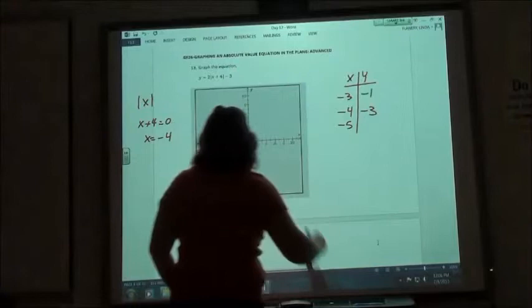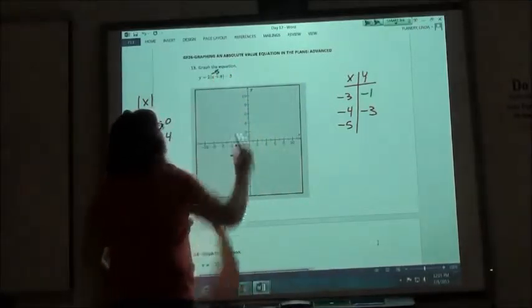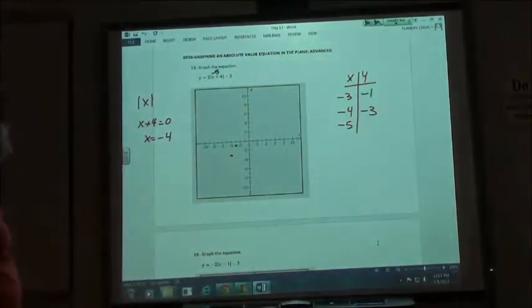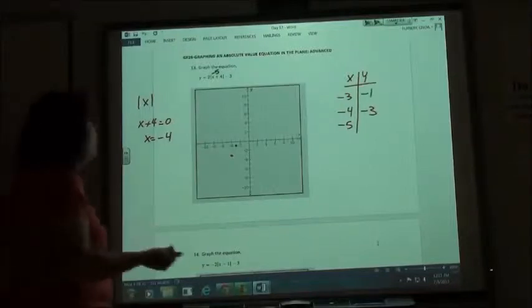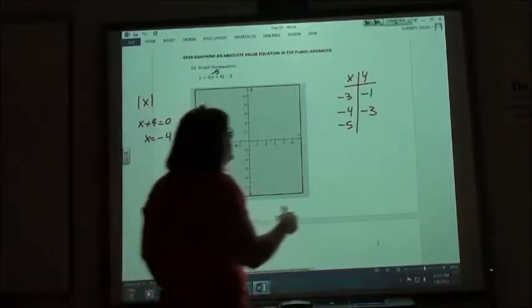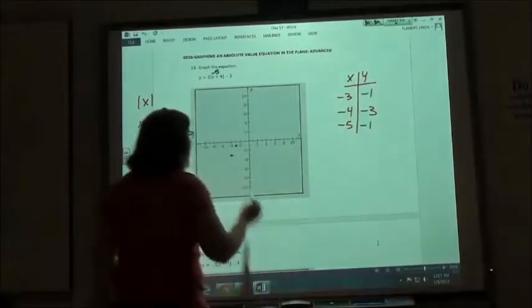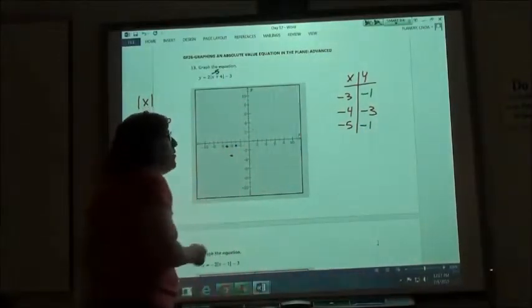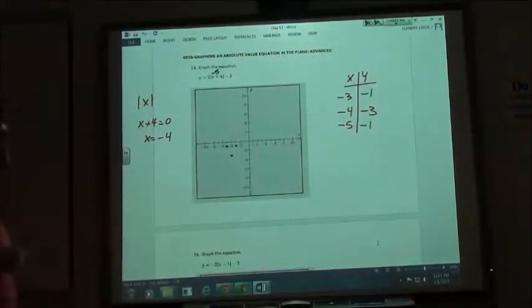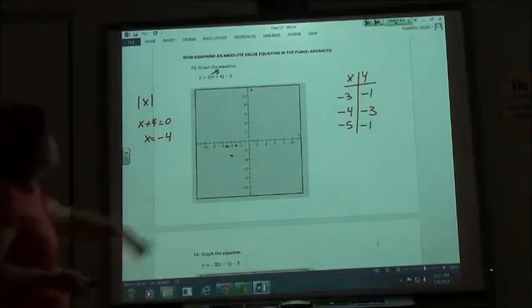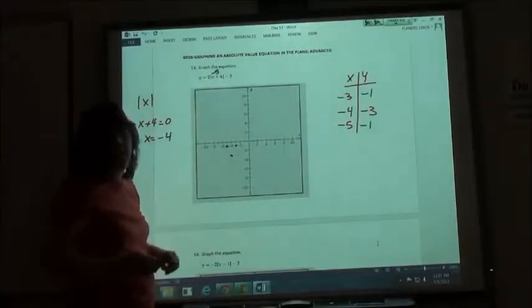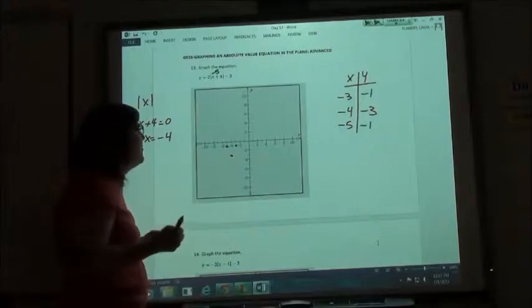Then they're going to do the negative 5. Now when they do the negative 5 plus 4 is negative 1, but it's in the absolute value. So that negative 1 changes to a positive 1. 1 times 2 is 2, and 2 minus 3 is negative 1. You'll notice you get the same value for both the negative 3 and the negative 5, or at least you should, because the absolute value turns your negative into a positive after you've simplified.